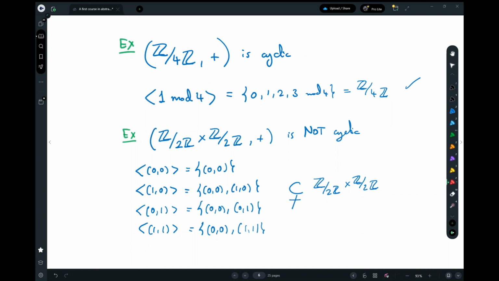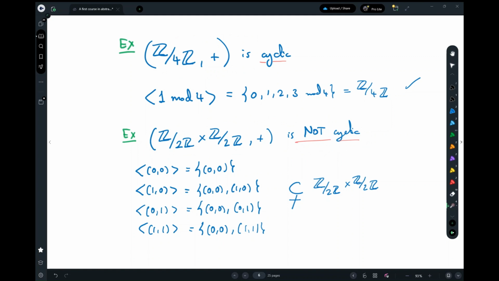So once again, you see that this one is cyclic, this one is not cyclic. And that's another way to distinguish groups. Once we get into the business of classifying groups, this is another way we can say, no, these two groups are not the same group. They are not isomorphic because this one is not cyclic while this one is cyclic.